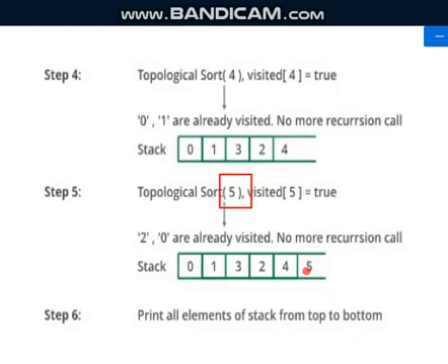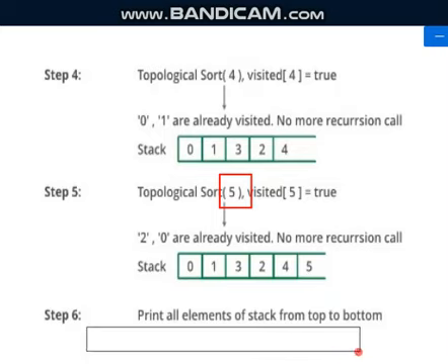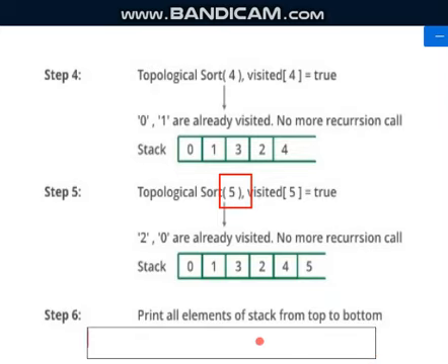Yes. So now you are going to print all the elements from the top to bottom. So when you print, what is the first element? So we will see. When you print, what you get? So it is 5, then it is 4, then 2, then 3, then 1, and then 0. So this is the order, isn't it? 5, 4, 2, 3, 1, 0.